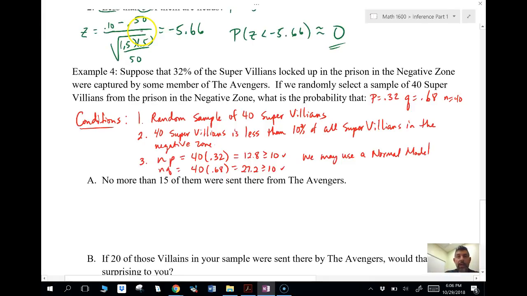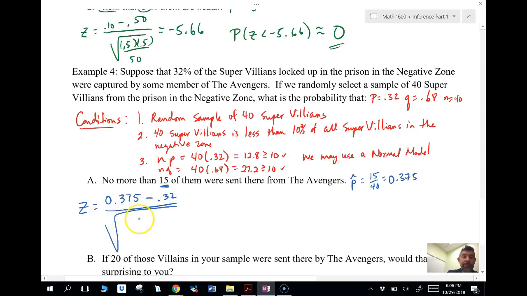Let's go ahead and say, well, this one again, no more than 15. So we need to find the proportion. P-hat is going to be 15 over 40. And so that P-hat is going to be 0.375. And then we'll use our Z formula from before. So 0.375 minus 0.32 divided by the square root of 0.32 times 0.68 over 40.